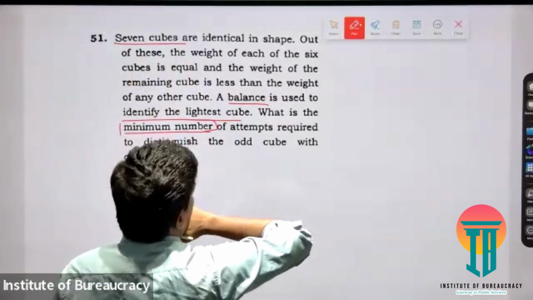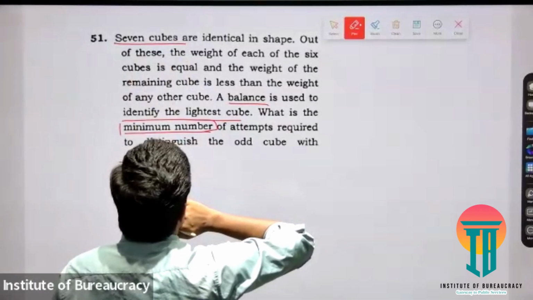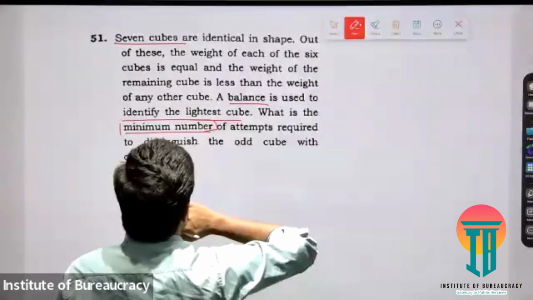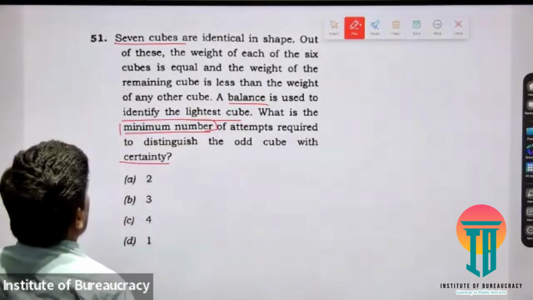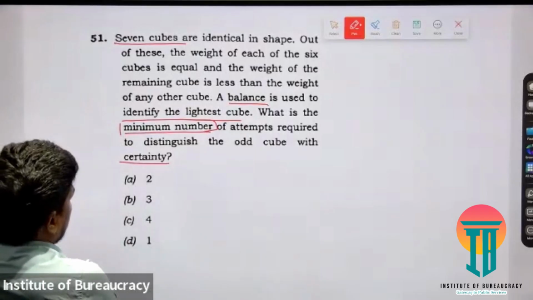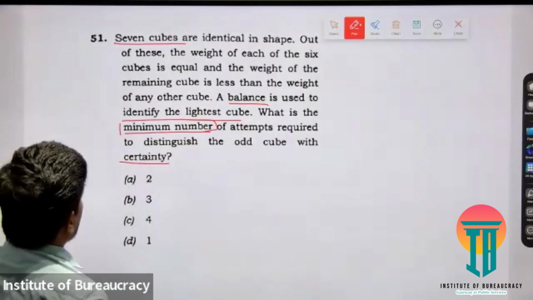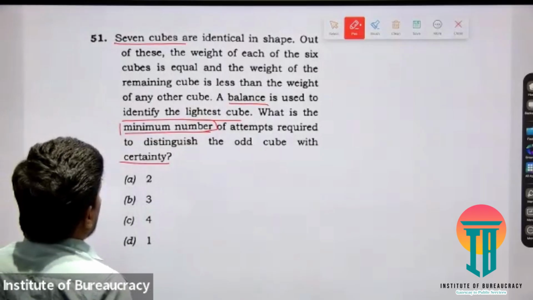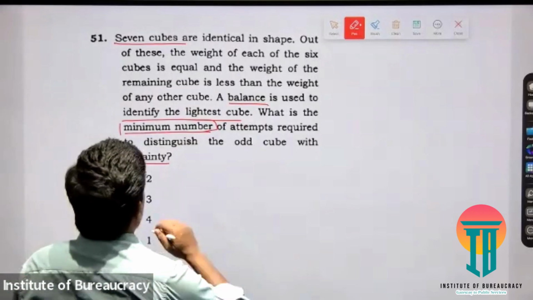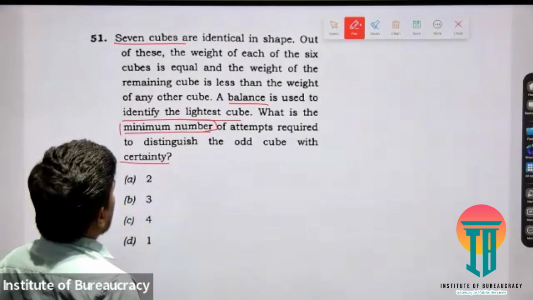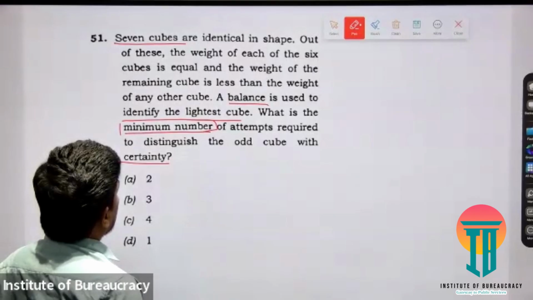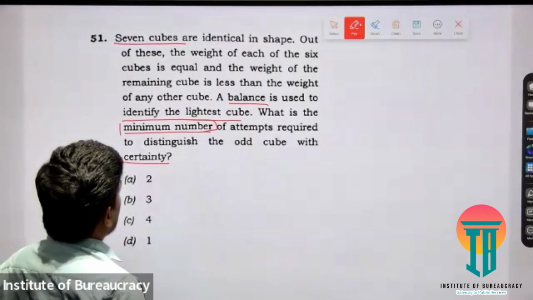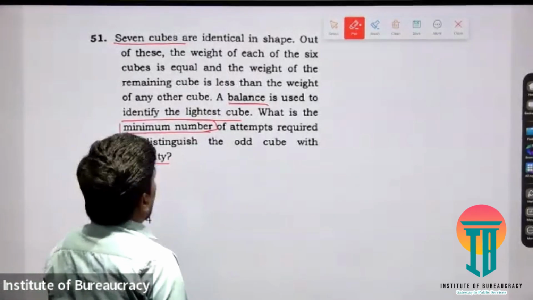7 cubes are identical in shape. Out of this, the weight of each of the 6 cubes is equal, and the weight of the remaining cube is less than any other cube. Okay, here there are 7 cubes.